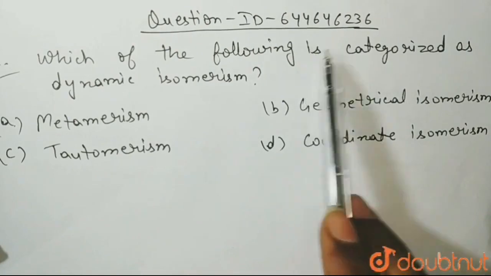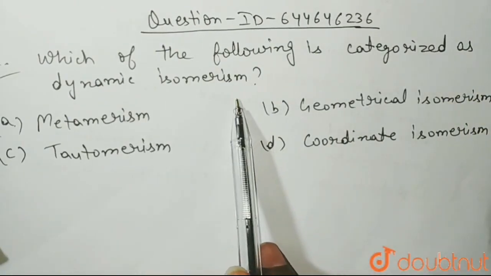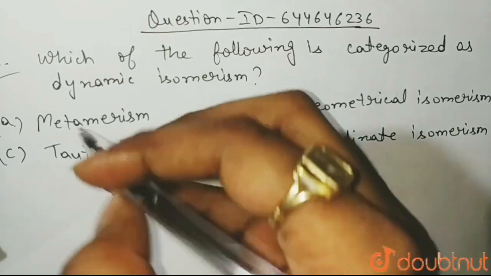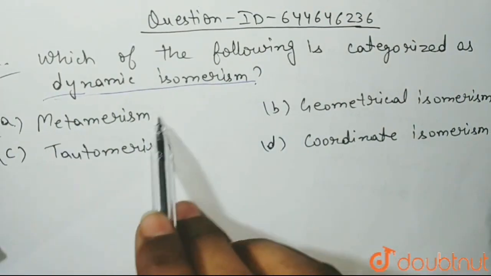Hello students, the question is which of the following is categorized as dynamic isomerism? Okay, so we need to tell out of all these four options which one is categorized as dynamic isomerism. Let's see. The first one is metamerism.